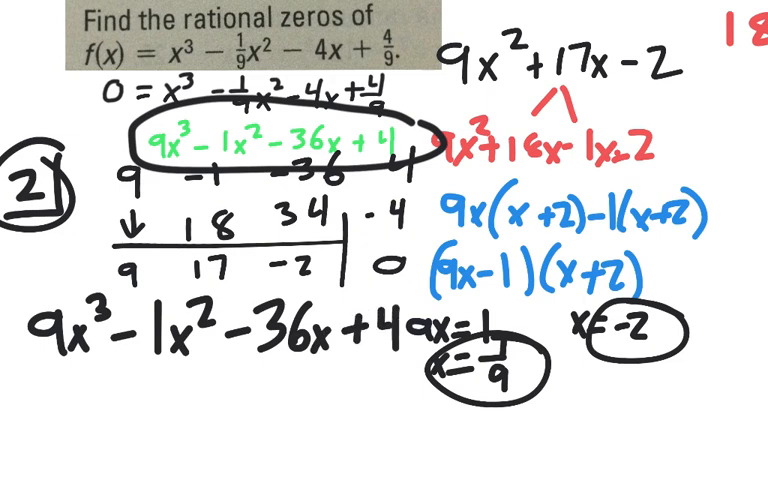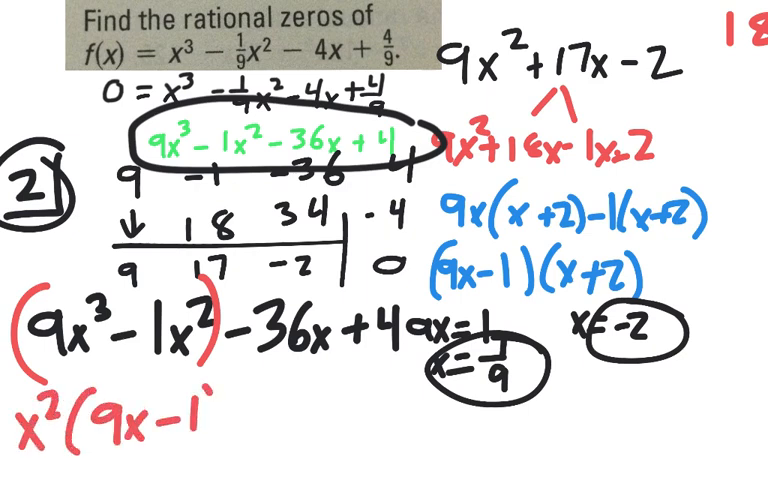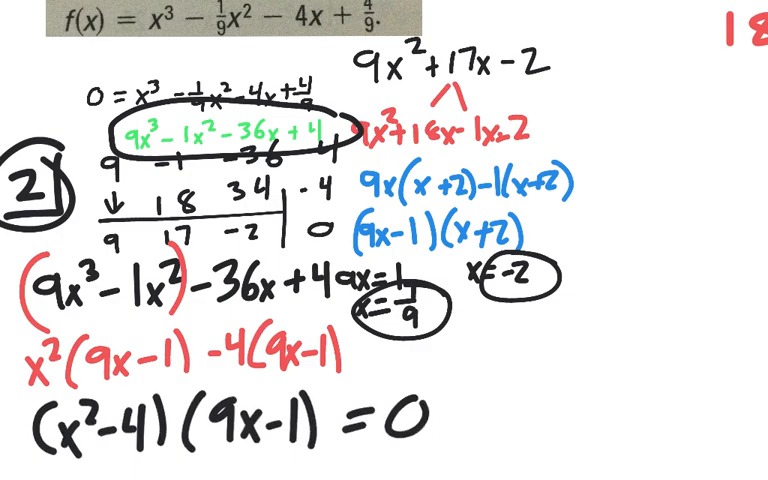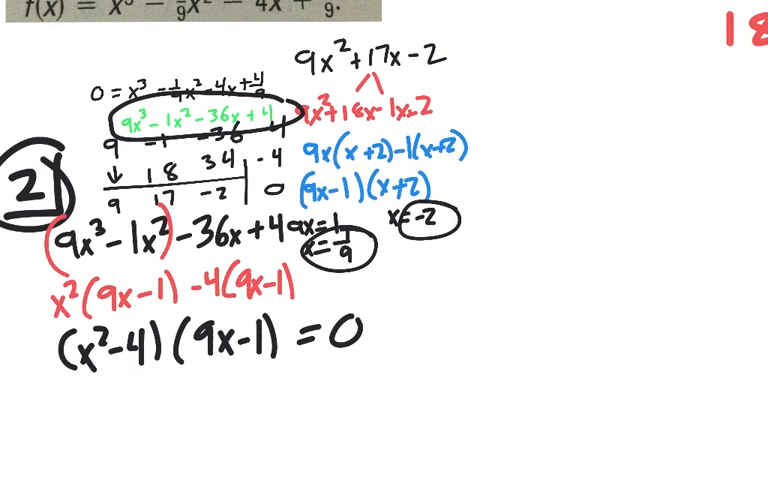So when I see 4 terms, what do I try to do to factor? I'm going to factor by grouping. So GCF would have been x squared. That leaves me with 9x minus 1. GCF here is negative 4. That leaves me with 9x minus 1. So the parentheses matched. So I could have written this as x squared minus 4 times 9x minus 1 equals 0.